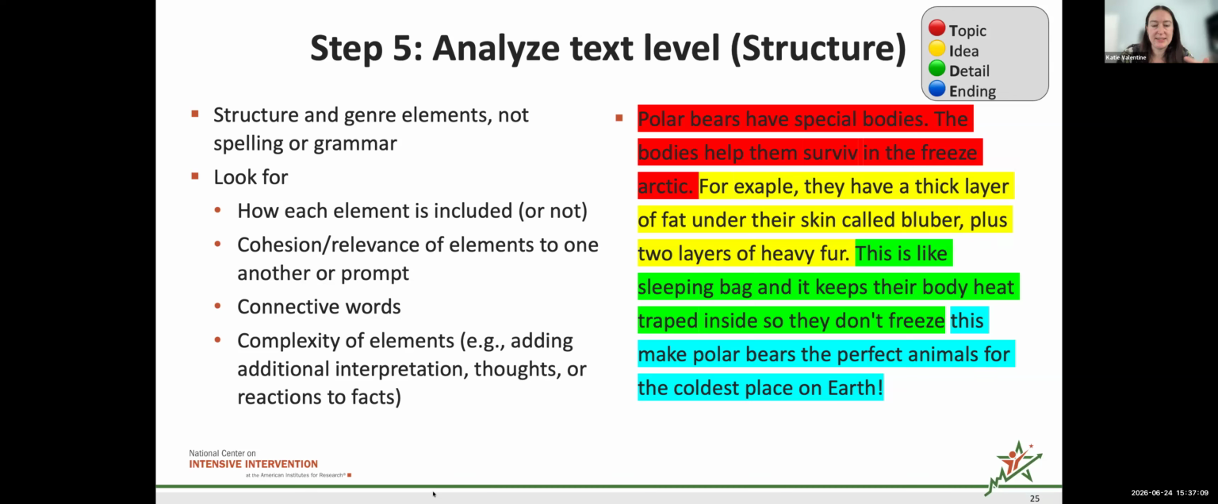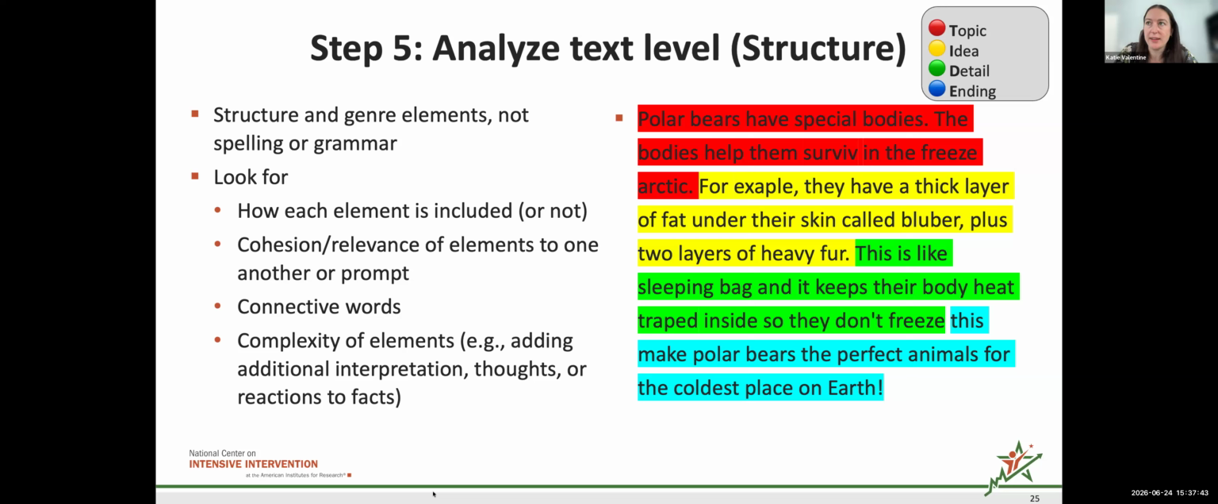The next piece is the idea that follows up on that. For example, they have a thick layer of fat under their skin called blubber, plus two layers of heavy fur. And then I highlighted in green the detail. This is like a sleeping bag and it keeps their body heat trapped inside so they don't freeze. And finally, the ending: this makes polar bears the perfect animals for the coldest place on Earth. So this student has done a really lovely job of including all four of those elements in here, which is a real strength of their writing.